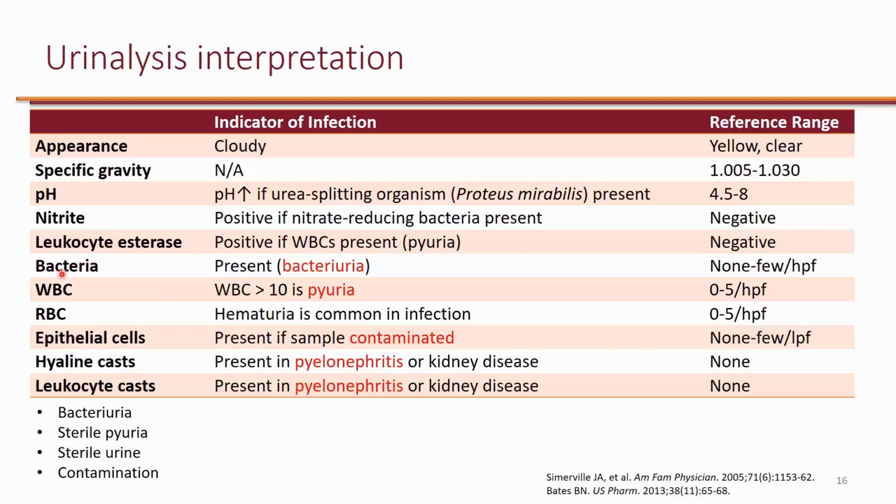Of course, you can also see if there are bacteria in the urine. The presence of bacteria, we call this bacteriuria. However, note that in a urinalysis, if you do find bacteria, this could be due to contamination. So this may not necessarily be bacteriuria, it could be just contamination. And the way that we check for contamination is that we look at epithelial cells. Epithelial cells are from the skin, so you shouldn't have them in the urine.